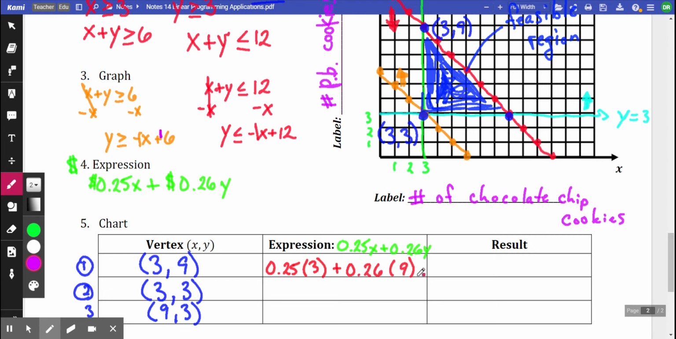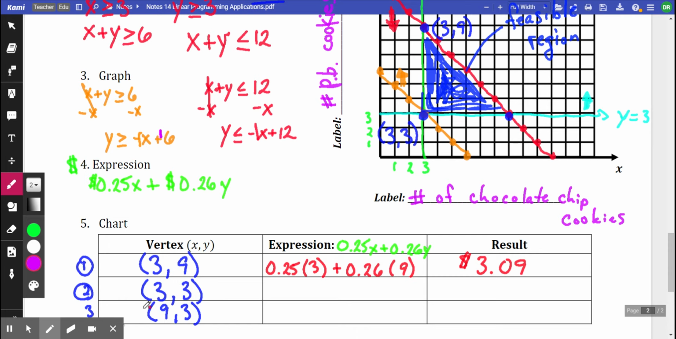Okay, and then grab your calculators really quickly. We should end up seeing that that would be a profit of $3.09 per combo pack sold. So if we have a combo pack that has 3 chocolate chip cookies and 9 peanut butter cookies, that's how much profit we'd make off of each box sold.